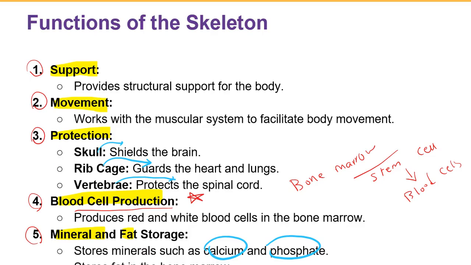And also it is involved in fat storage. But again, how can the skeleton store fat? Because again, we have bone marrow, but this time this bone marrow is called yellow bone marrow. The yellow bone marrow stores fat, as fat is a fuel for our body. So we have yellow bone marrow involved in fat storage, and we have red bone marrow, which is involved in blood cell production.